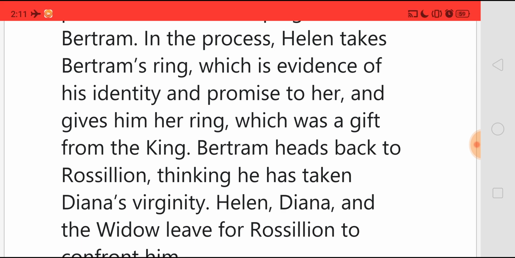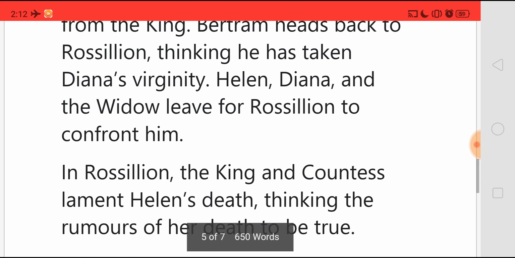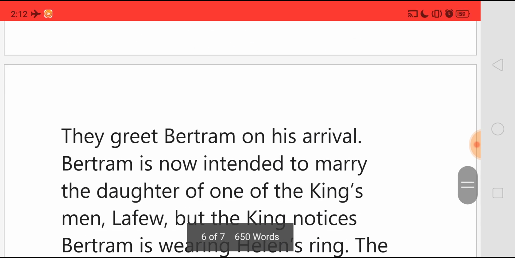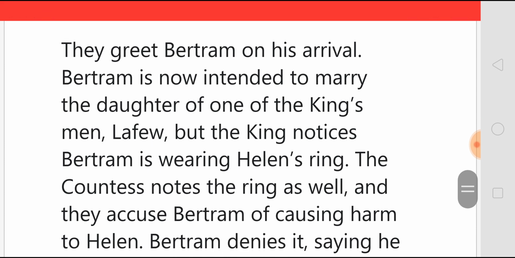Now Bertram heads back to Rosslyn, thinking he has taken Diana's virginity. Helen, Diana and the widow leave for Rosslyn to confront him. In Rosslyn, the king and countess lament Helen's death, thinking the rumors of her death to be true. They greet Bertram on his arrival.